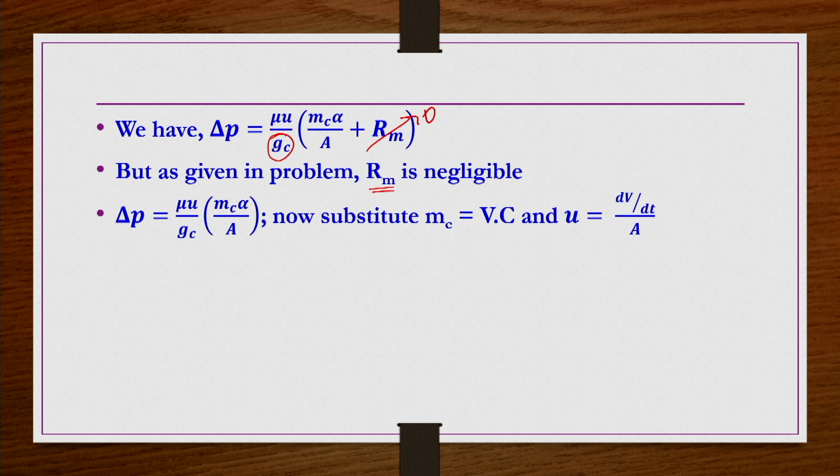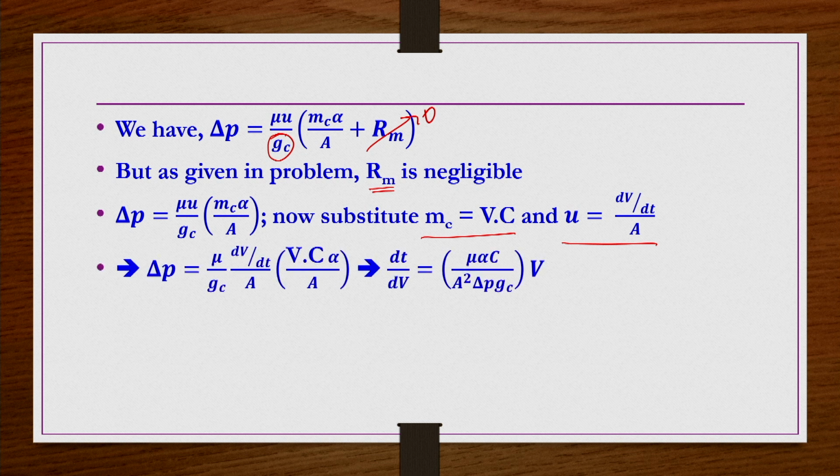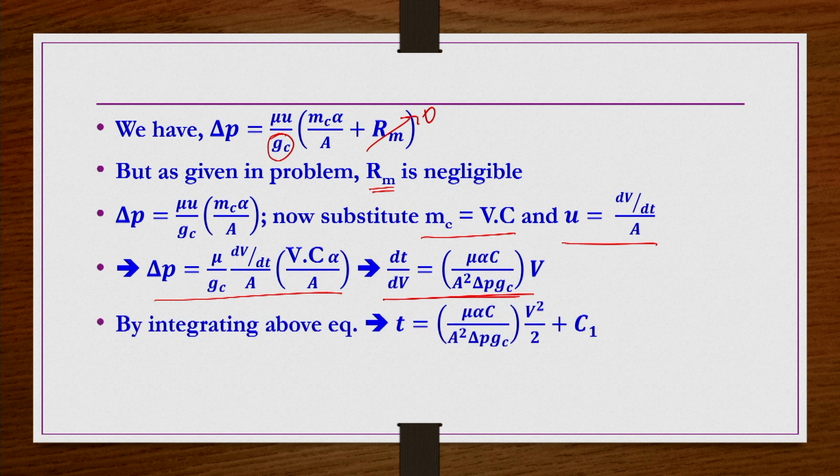So, this equation you can now write as mu u by Gc times MC alpha by A. MC you can write as V multiplied by C, and u you know as dV by dt divided by the filter area A. Substituting this, you get delta P, and then you rearrange the equation such that dt by dV is on one side and all other terms are on the other side. By integrating, you get t equals mu alpha C by A square delta P Gc, V square by 2, plus C1.